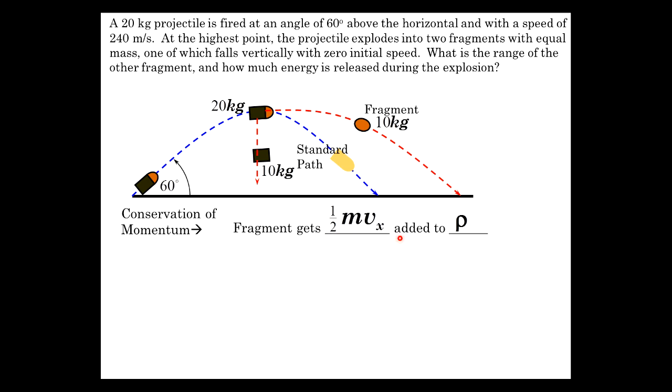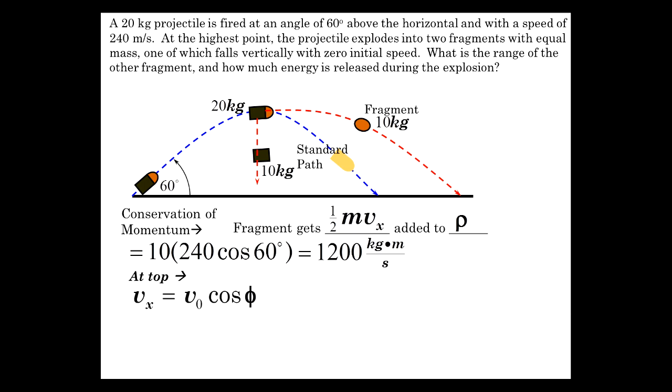This is the amount that's added to the momentum of the fragment, because 1/2 of the total mass, which is 10 kilograms, times Vx is how much this 10 kilogram fragment lost. So the mass is 10, and that's 1/2 the total mass. And then 240 cosine of 60 is how much velocity it has in the x direction, which is all you have up at the top. So what the fragment gets is 1,200 kilogram meters per second. That's how much momentum is added to the fragment, lost by the casing or the back end.